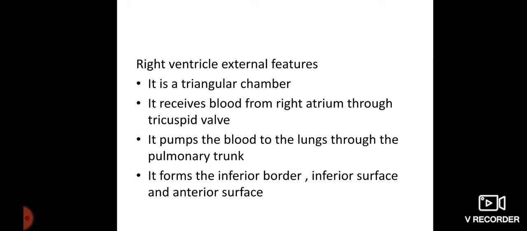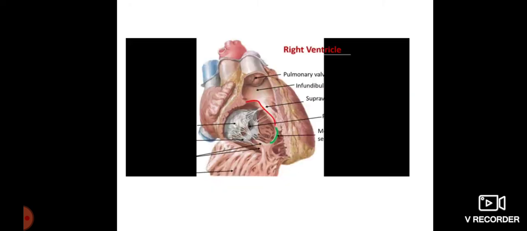It forms the anterior surface, and it forms the inferior border as well as the inferior surface. It is pumping the blood into the lung through the pulmonary trunk. So these are just some of the external features of the right ventricle.